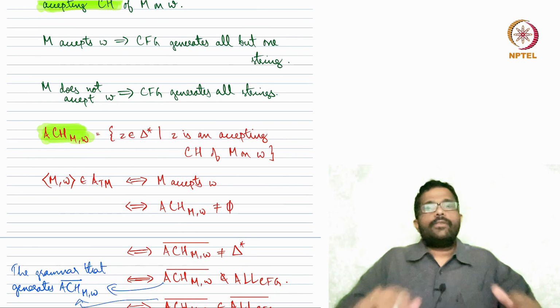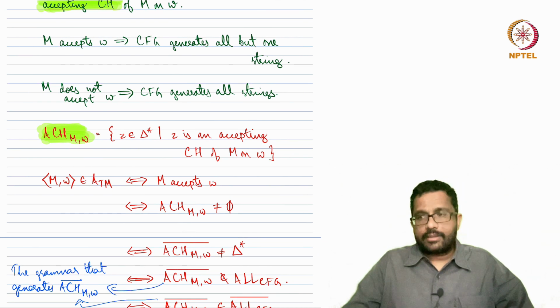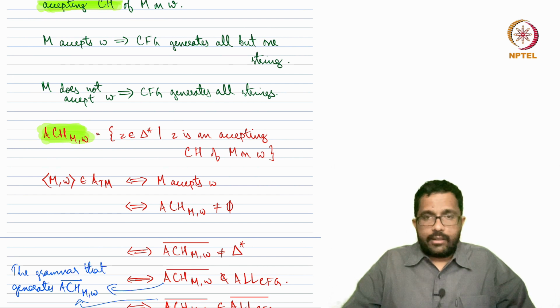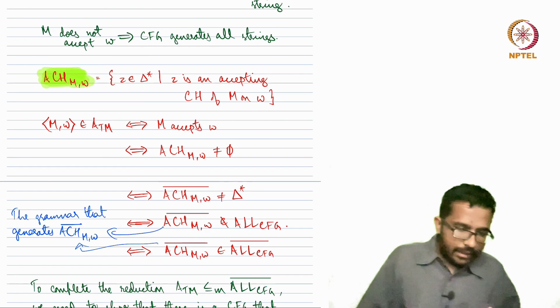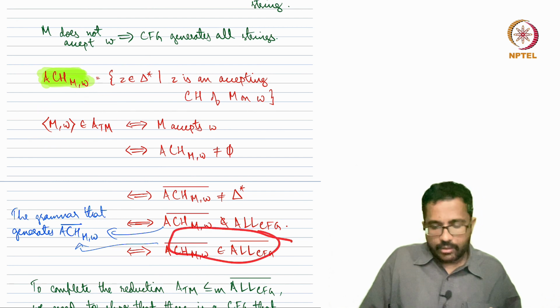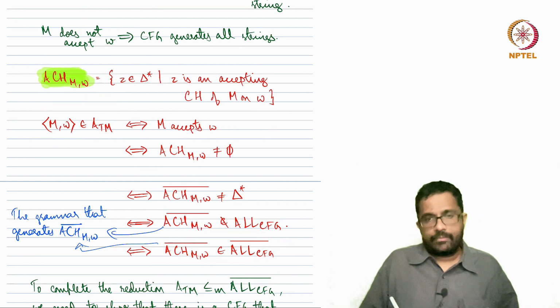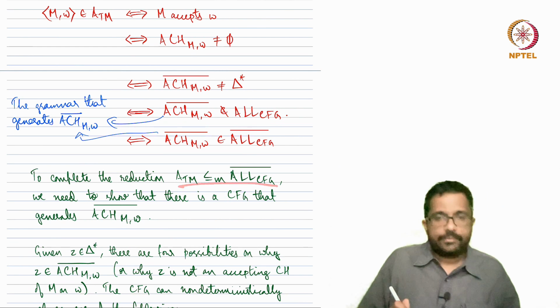And so if M accepts W, this grammar cannot generate all the strings because there is a valid computation history. If it does not accept W, it can generate everything. So (M, W) is in ATM if and only if the grammar does not generate all the strings, or if and only if the grammar is in the complement of ALL CFG. That's how we get the reduction of ATM to ALL CFG.